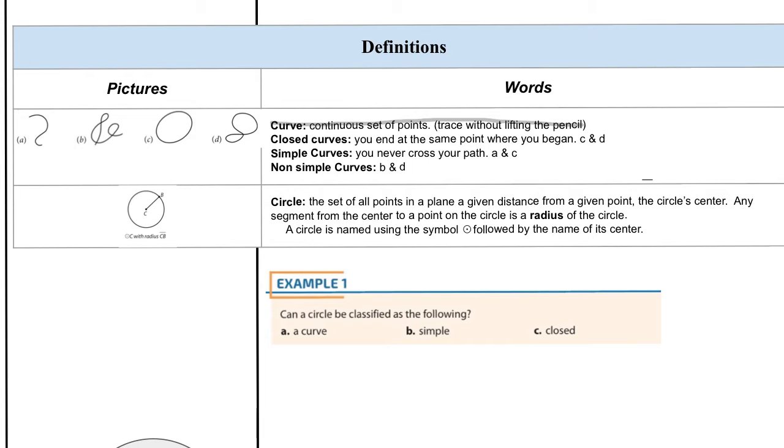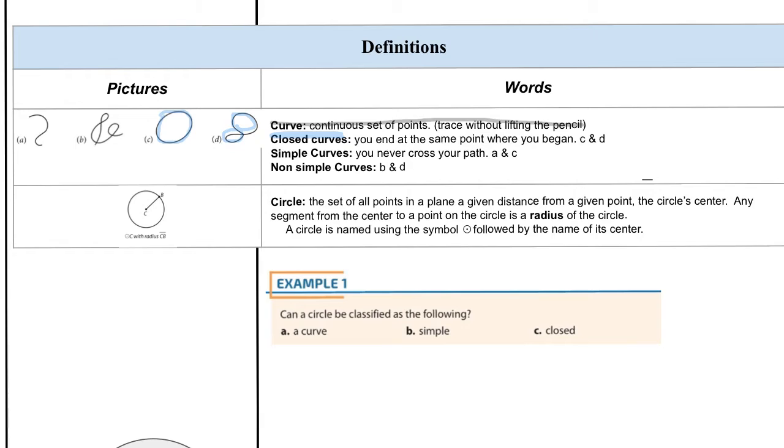Now there's some classifications of curves. The first one we're going to talk about is a closed curve. A closed curve, you end at the same point where you began. For example, C and D. If I start at this point, trace around, I will also end at that point. D, if I start at this point, I'm going to trace around and end at the same point I began at.